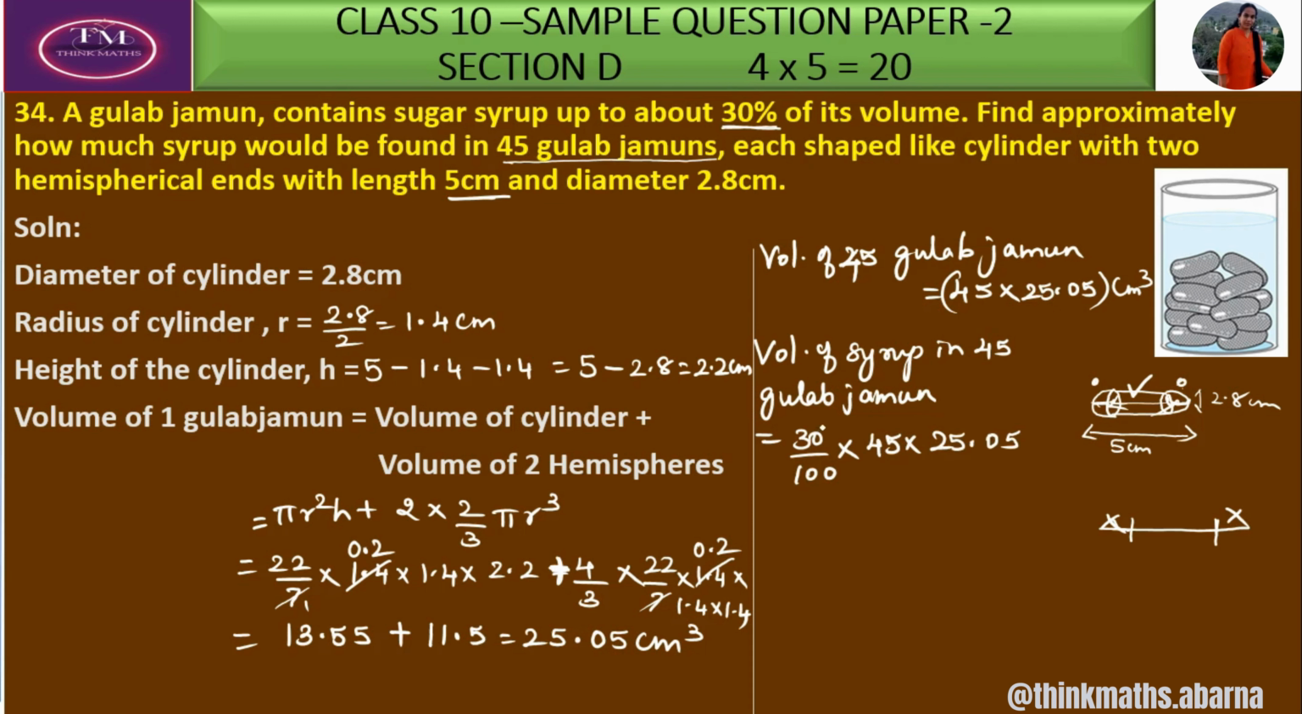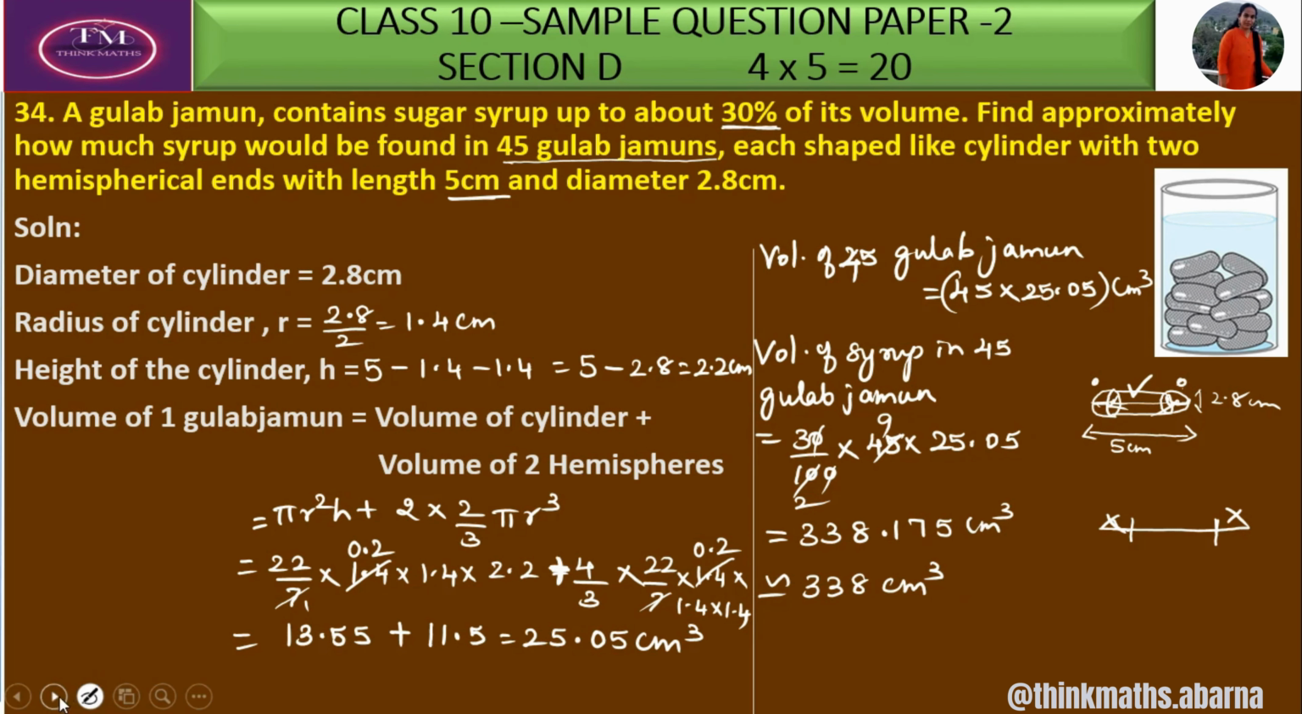25.05. So a 0 gets cancelled. 2 5s are 10 and 9 5s are 45. If you multiply and divide by 2, you will get 338.175 centimeter cube. So it is approximately 338 centimeter cube. Either you can leave it like this or write the approximation value. Okay. I hope you can understand this problem.